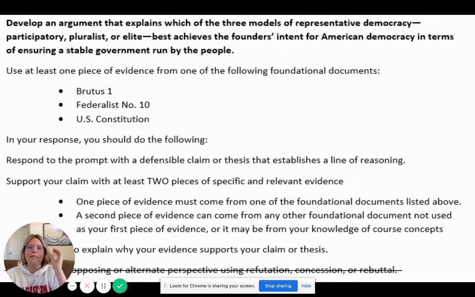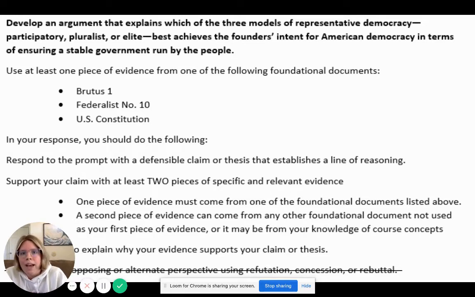So basically, they've given you the 3 models there, the 3 models of representative democracy, and they want you to choose. Choose one of those. Now, of course, you could go, well, they wanted a combination of all 3. No, you can't do that in this type of essay. You have to make, just like your English teacher taught you, to write a good argument essay, you need to pick a side and you need to defend that side, basically.